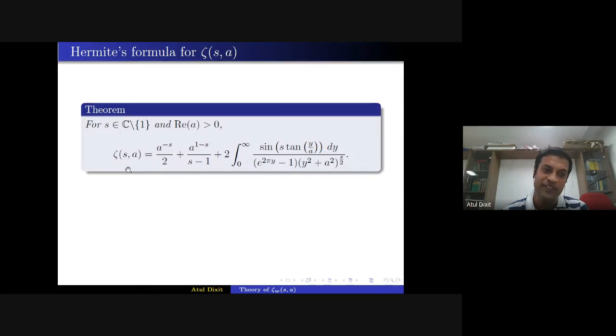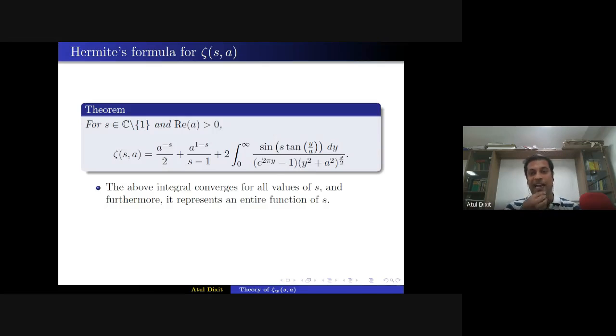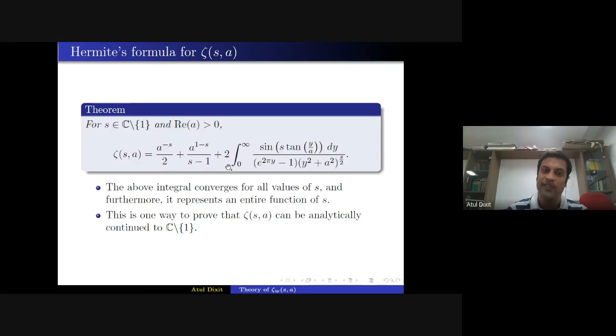If one looks at the Hurwitz zeta function, then this is a well-known result of Hermite. Why is this an important result? It is because it at once gives you analytic continuation to C minus 1. How? You of course see a simple pole at s equal to 1 here, but then this integral is an entire function of s. This is also an entire function of s. And so you get at once this analytic continuation in the whole complex plane except for s equal to 1. So that's one of the striking features of this formula.